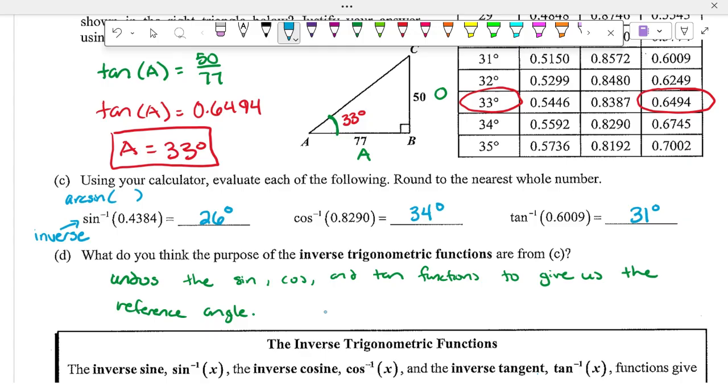So just to note, if I did the inverse sine of sine of 1, these two would cancel each other out. I'm left with 1. All right. Same thing for cosine. If you did the inverse cosine of cosine of 1, it'd be 1. Inverse tangent of tangent of 1, it'd be 1. All right. They literally cancel each other out.